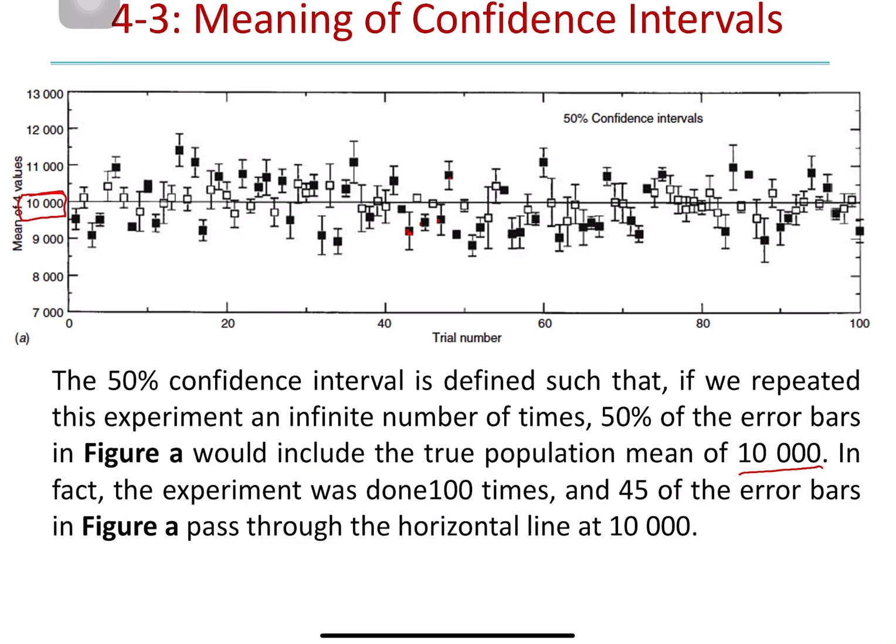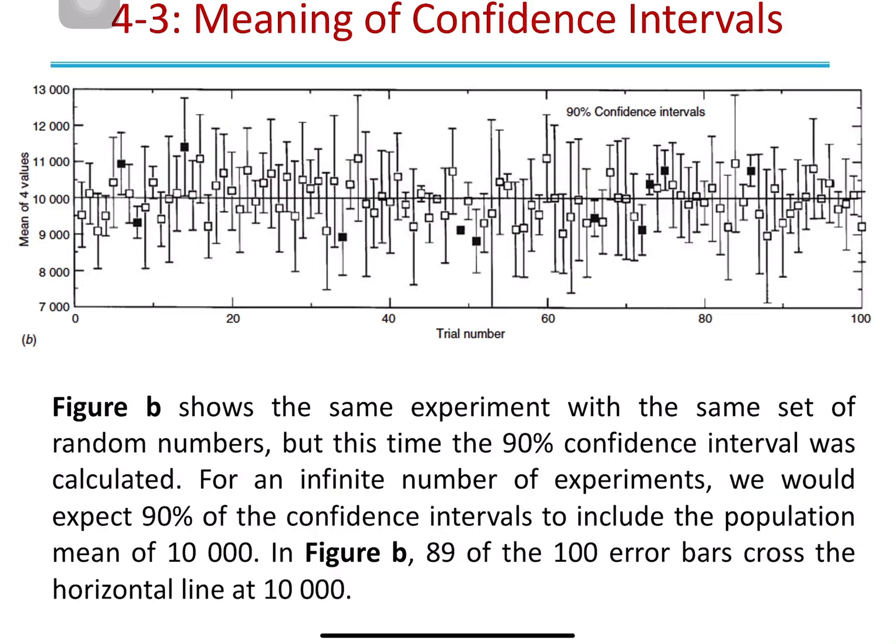Actually, when we ran the experiment 100 times, as you see, we would find that 45% of the error bars actually go through the true mean. So around 50%, it wasn't exactly 50%, it was 45% of the error bars that pass through the horizontal line at 10,000.